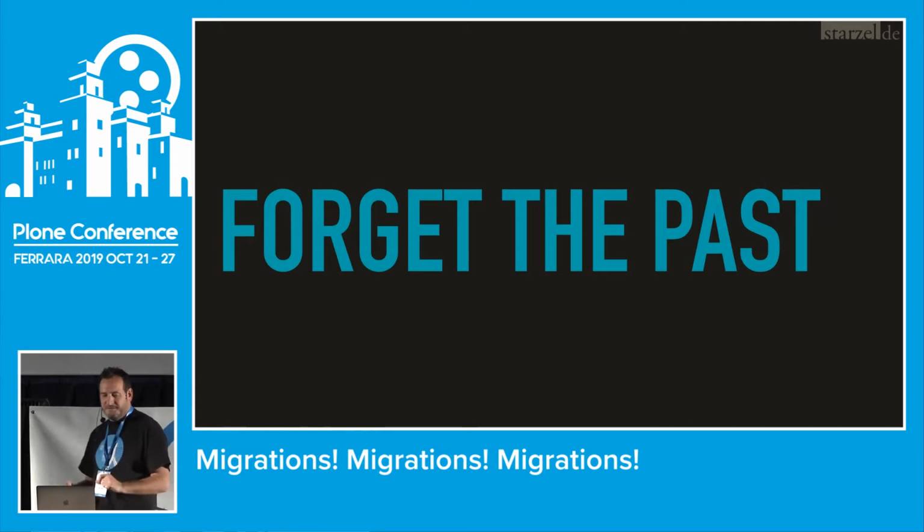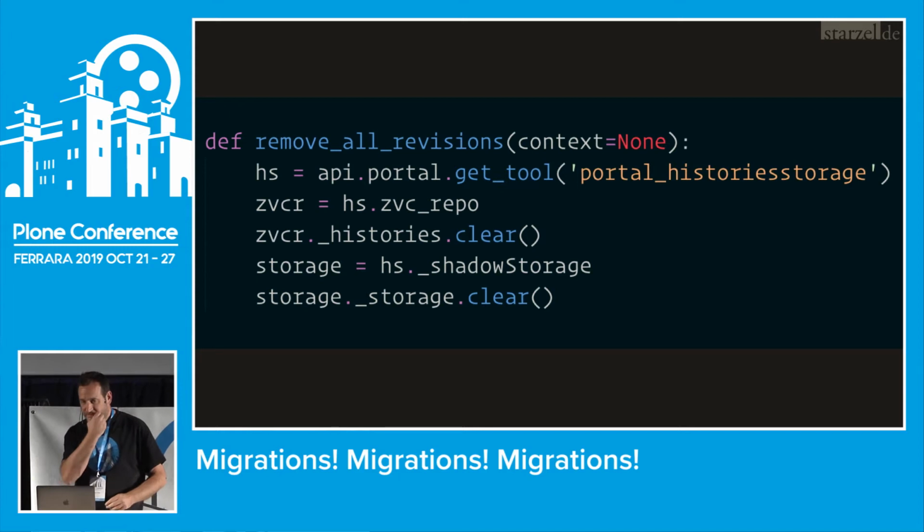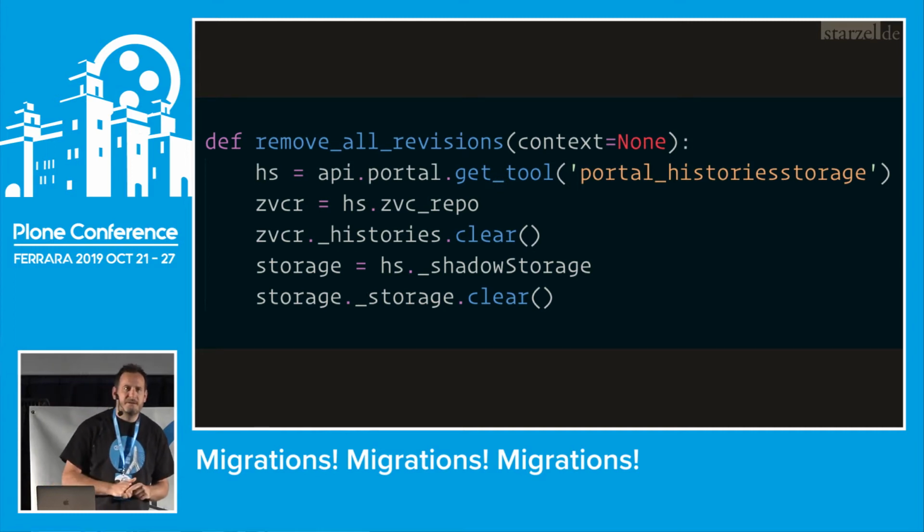This is nice. So you gotta forget the past and forgive your sins. The easiest, and you need permission for all that, but it's a technical requirement anyway, you need to talk to your clients. We're going to remove all revisions. For example, this is 5 lines of code which changed a Data.fs from 21 gigabytes to 3 gigabytes, and the blob storage from 91 gigabytes to 50 gigabytes, just by removing all revisions.